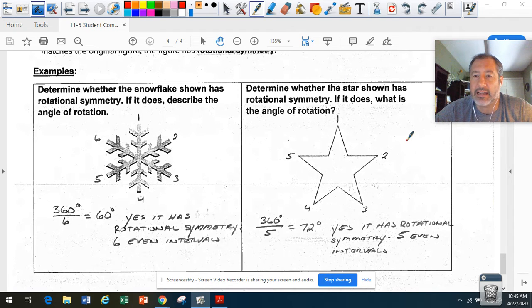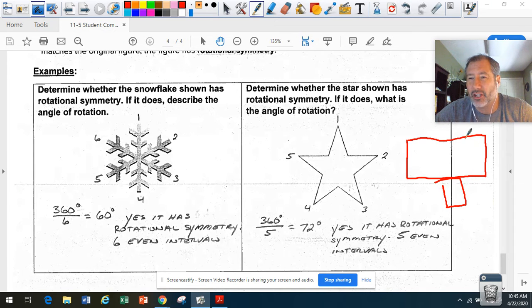Think about this. If I rotate this rectangle and turn it 90 degrees, it's straight up and down. Does it look exactly like the original? No. But if I rotate it again, boom, it looks exactly the same. So a rectangle has only 2 turns to get to 360 degrees. A rectangle does have rotational symmetry, but it only has 2 intervals, so each time I turn it is 180 degrees.